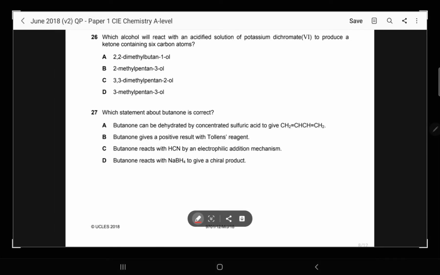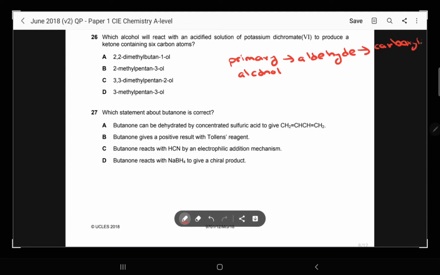So all of these alcohols, primary alcohols are going to get oxidized to form aldehydes. Primary alcohol gets oxidized to form an aldehyde. The aldehyde can get further oxidized to form a carboxylic acid. Secondary alcohol can get oxidized to form a ketone. Secondary alcohol gets oxidized to produce a ketone. So let's go through all of them one by one.